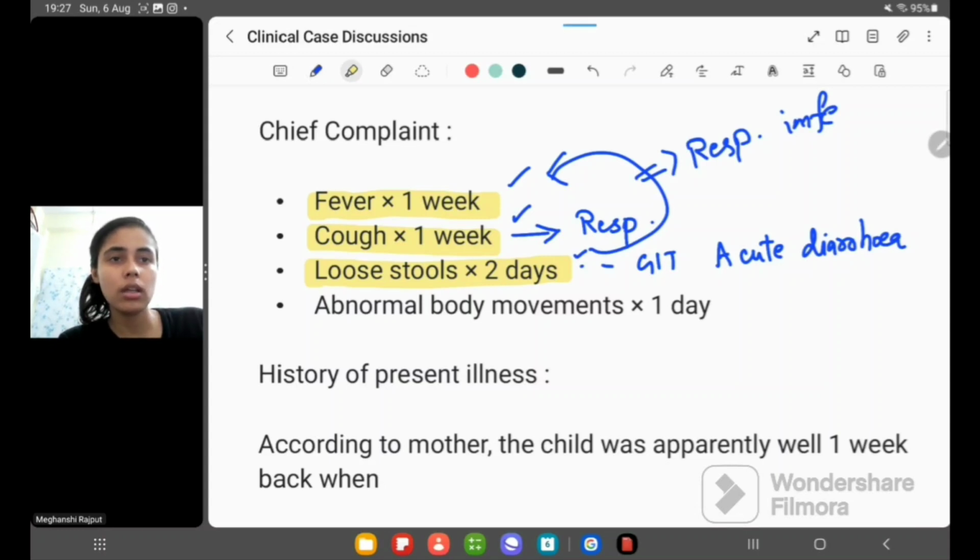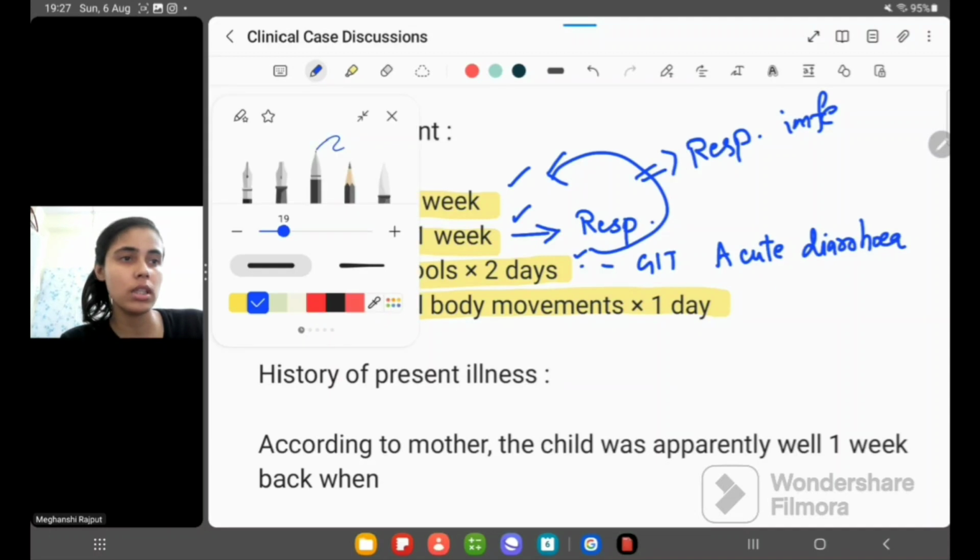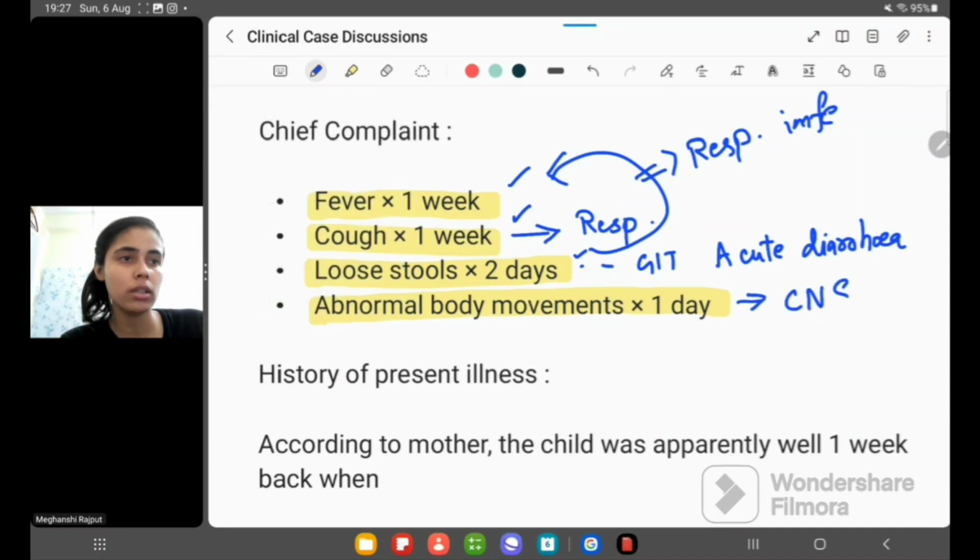And then there is abnormal body movement. So here I can think of a CNS etiology. Just from the past 1 day, the child is having abnormal body movement. Now this abnormal body movement could be anything. It could be a seizure, not yet sure. We need to confirm it by detailed history as well as on examination. It could be some behavioral abnormalities also, because in children there are tantrums and behavioral disorders, where the child tends to mimic them.